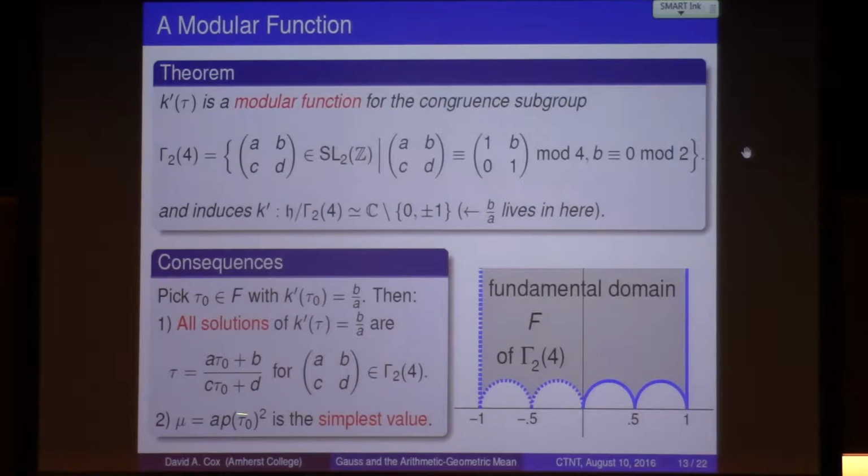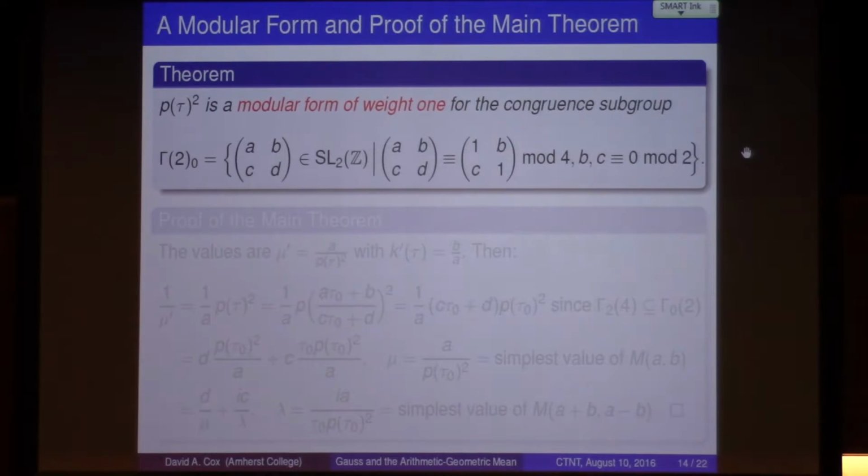Now, what I have to do is, remember this was the simplest value, but now I have to take this p and apply it not just to this one, but these guys. So what is p going to do to these guys? That means I have to understand what kind of function p is. And the point is that p of tau squared is a modular form of weight 1. And remember, modular form means that it's not invariant. When you hit it by a group element, you get a fudge factor. It's basically a power of c tau plus d to the weight.